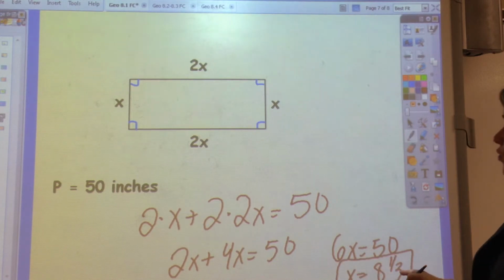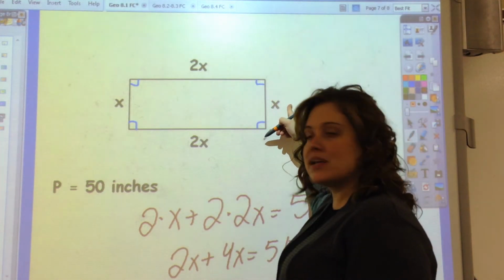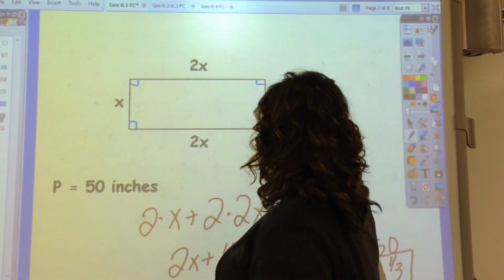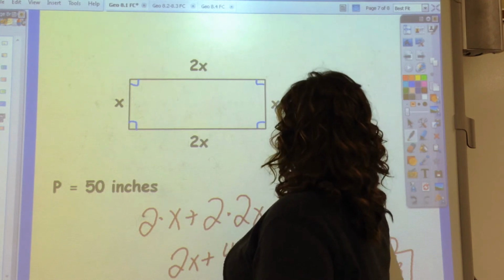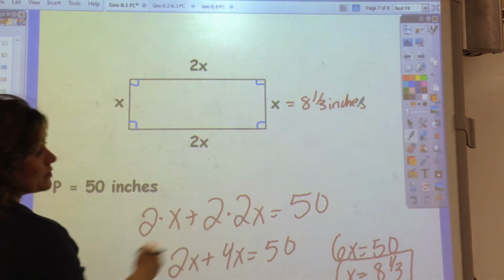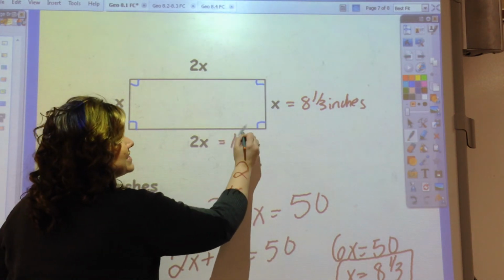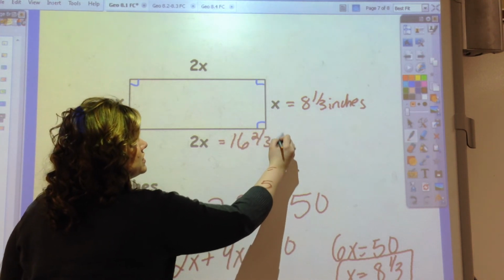Now this would be my x value. So to actually find my side lengths, this side length would be 8 and 1/3 inches. This side length would be 2 times 8 1/3. So if I multiply that by 2, I get 16 and 2/3 inches.